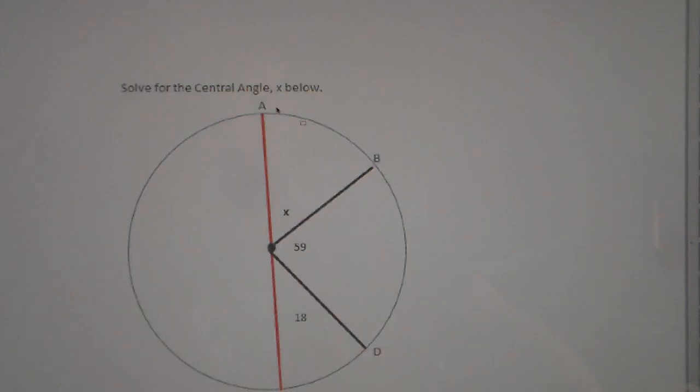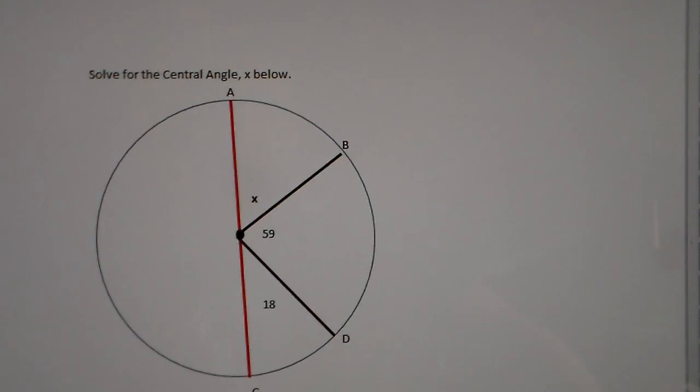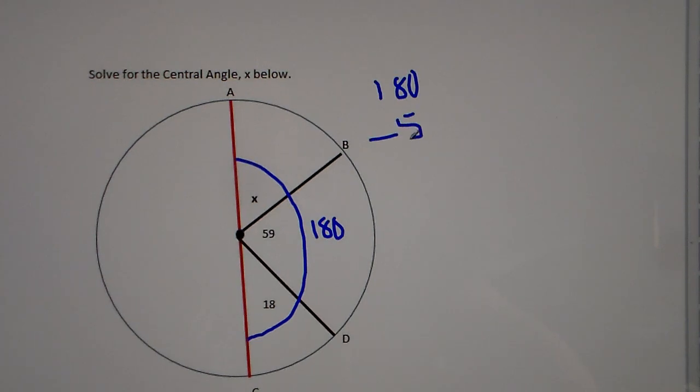Alright, let's try another one with 3 central angles. We know that there's 180 degrees. Well, let's leave it in blue. There's 180 degrees on one side of a diameter. And because of that, we do 180 minus 59 minus 18. We put that in our calculator. 180 minus 59 minus 18. We're going to get 103. So 103. And that's the value of x, 103 degrees.